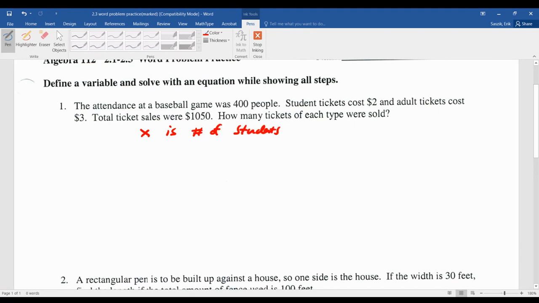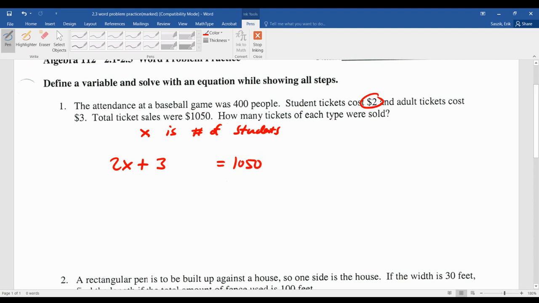students. And if their ticket costs $2, 2 times X is how much money that is generated from the students. Now the adults' ticket costs $3. So 3 times however many adults go, that's how much money comes from the adults. We'll fill that out in a second. And total money that was generated was $1,050.